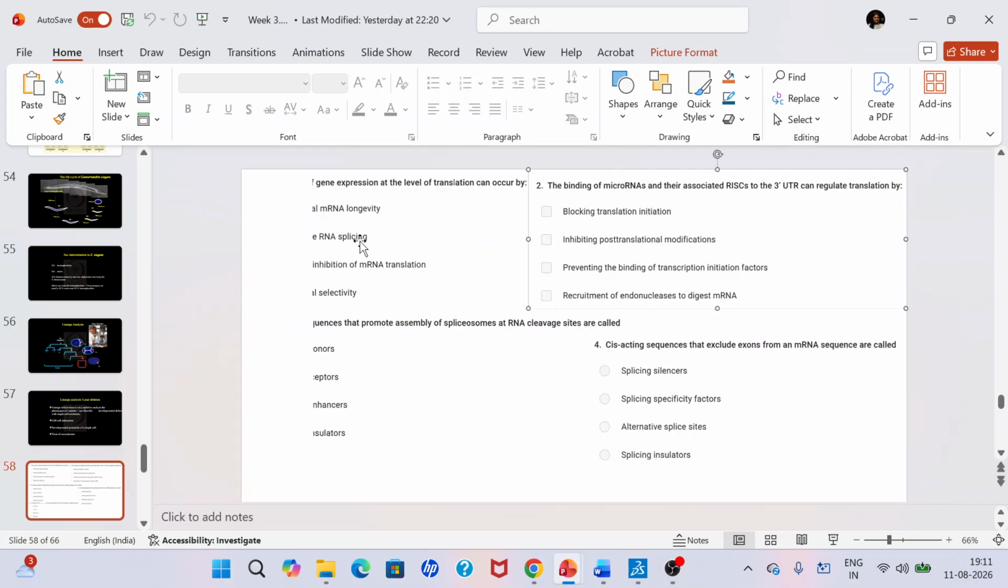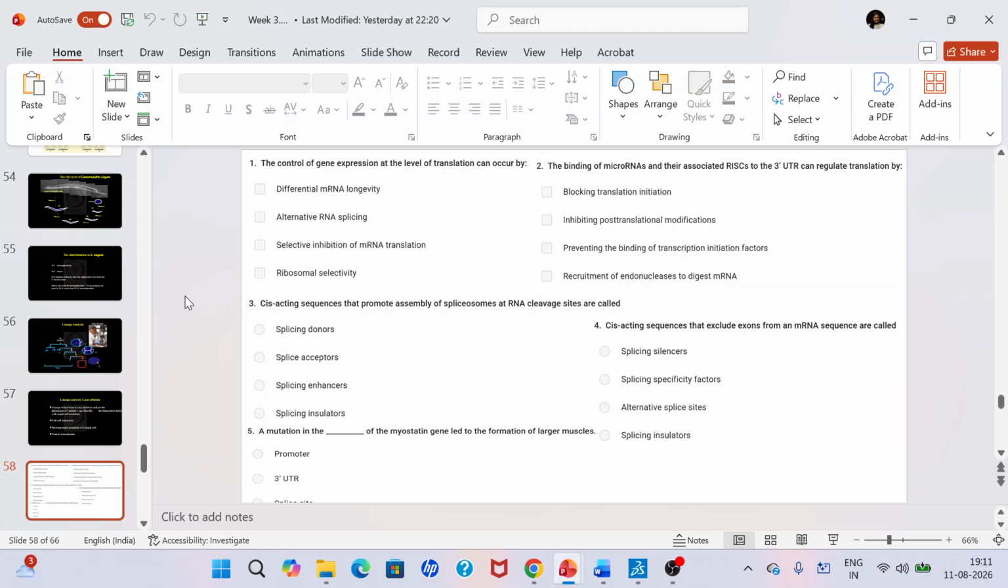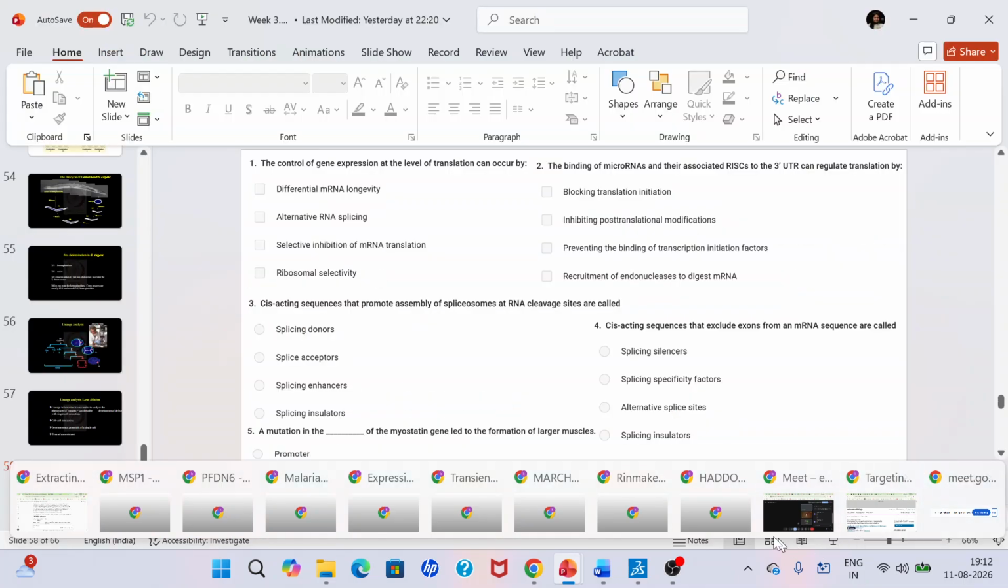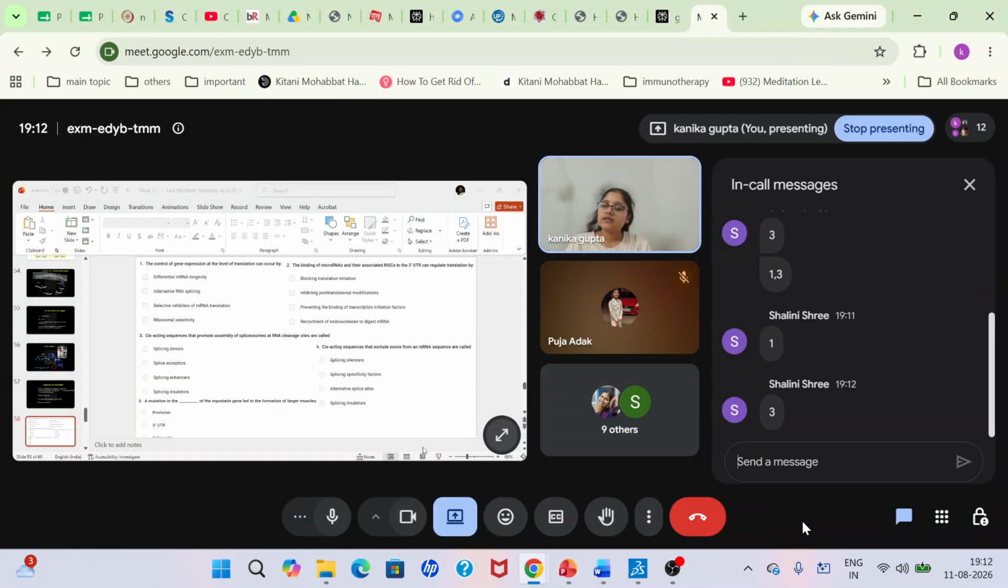Cis acting sequences that promote assembly of spliceosomes at RNA cleavage sites are called, these are called what? Yes, it is splice enhancers. The answer is splice enhancers.